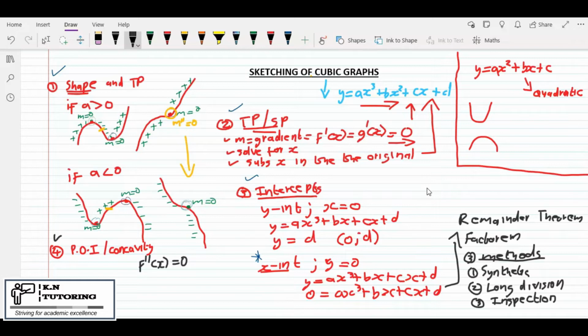You solve for x. After solving for x, you take that value of x and substitute it into the original equation to get the corresponding y value. Then you have the coordinates of the point of inflection, which is where the graph changes concavity from either concave down to concave up, or vice versa. So that is a snapshot, a summary of the parameters, the characteristics of a cubic graph. We will now look at an example.